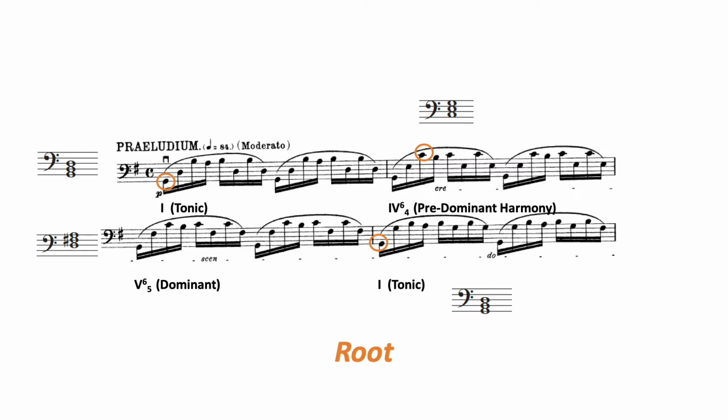Now, take a look at measure 3. In measure 3, two things are happening. One, I did not circle a root. I don't know if you noticed that, but I did not circle any one of these notes as the root of the chord. Well, the root is not there. The root is actually implied. Okay, so that's one thing.